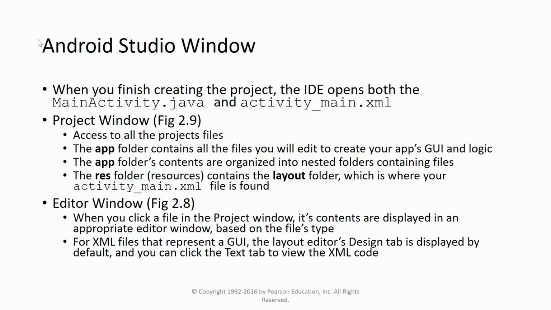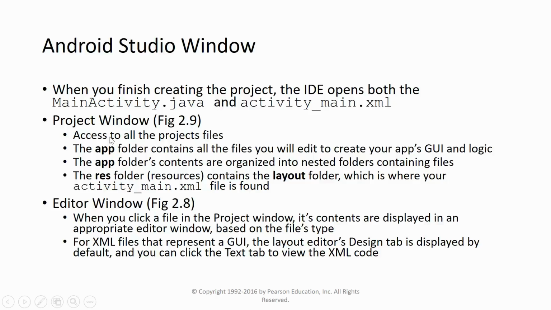The editor window: when you click a file in the project window, its contents are displayed in an appropriate editor window based on the file's type. For XML files that represent a GUI, the Layout Editor's Design tab is displayed by default, and you can click the Text tab to view the XML code.